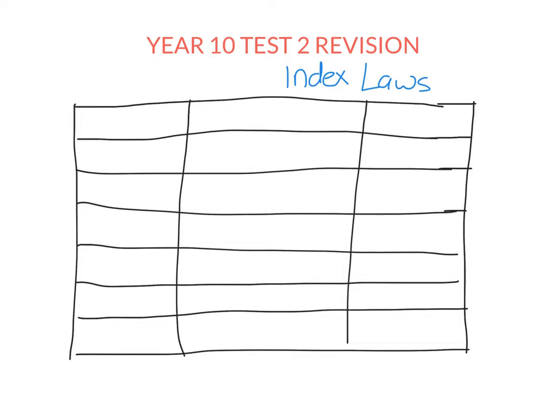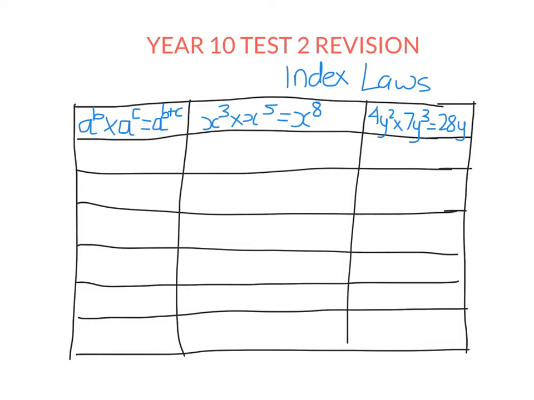The first law is when you multiply the bases. Here a is the base and b and c are the powers. You multiply the bases, keep the same base, and add the powers. A very simple example: x to the power 3 times x to the power 5, keep the same base and add the powers. If you have numbers involved, you just do numbers and letters separately. So if you had 4y squared times 7y to the power of 3, 4 times 7 is 28, keep the same base, and add the powers.